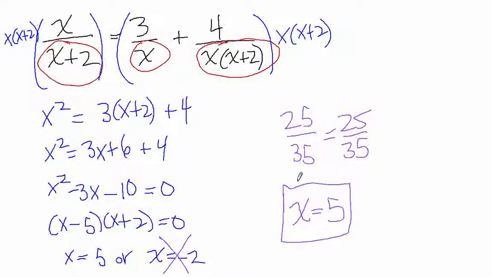So please, please, please remember this. You have to check your solutions. It's not just a suggestion. You can literally include answers that you shouldn't if you don't check your answers. We want to only include answers that are part of the domain. So in this case, only 5, and we had to throw one out. So please remember that.